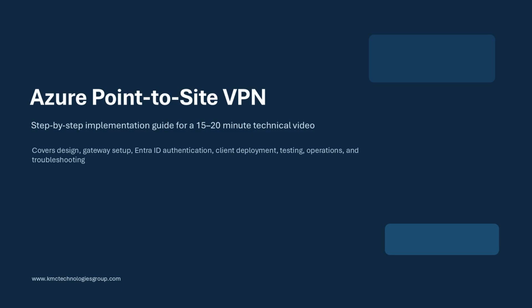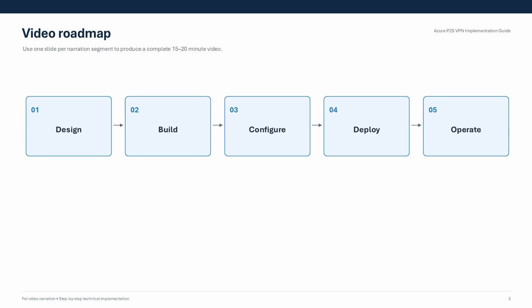Explore the comprehensive guide to implementing Azure Point-to-Site VPN, covering design, setup, deployment, and troubleshooting. Our video roadmap outlines the 5 key stages: design, build, configure, deploy, and operate, ensuring a structured approach.